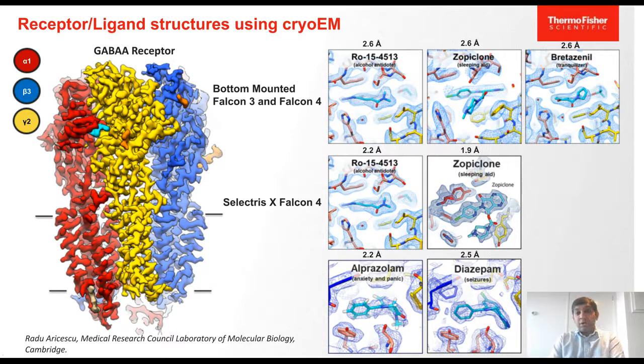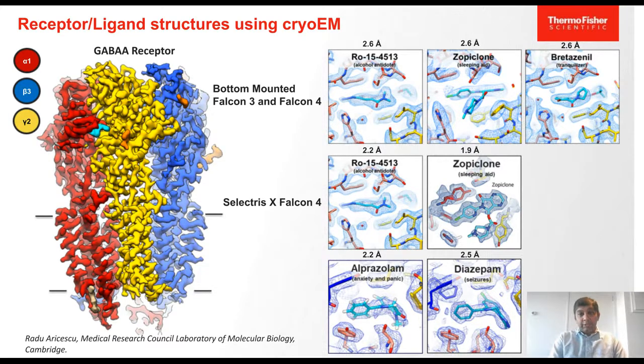We also looked at more drugs. Here I'm showing you two more examples. Alprazolam, which is a drug against anxiety as well as panic disorder, going to also 2.2 angstroms. And Diazepam, the drug against seizure, going to 2.5 angstroms. So now we have this range of structures with all these different drugs bound within this GABA receptor. And Radu's team is working on trying to understand the function of this and use this structure to do some rational design to make the drugs better, to reduce the side effects, to just improve their capabilities. So this is what we can do with cryo-EM, with Cryos and Selectris and Falcon 4.